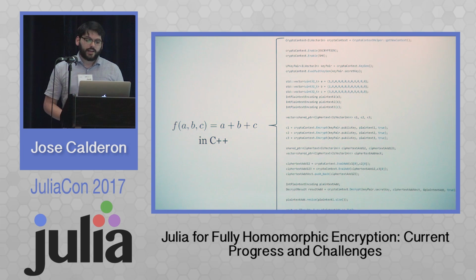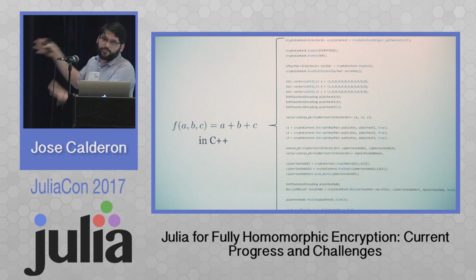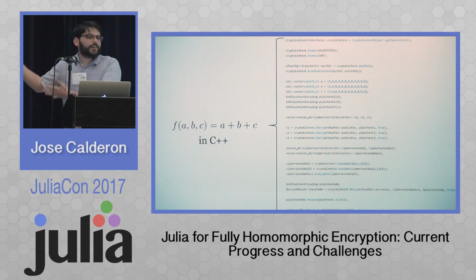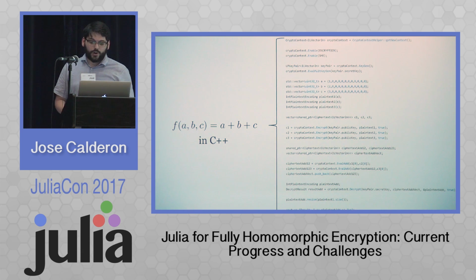So currently, if I wanted to add three numbers using a state-of-the-art FHE library in C++, it requires all this code. And this is not exaggerated. This is the code as published in the paper where they show this work. So this is how they think. Look how great it is. So it's a lot of code to add three numbers, and that's not anyone's fault. It's a complicated thing, and sometimes complicated things are hard.